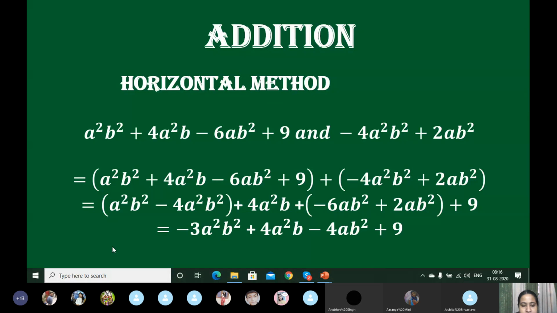So am I right in writing this? Check the answer if I am wrong or not. Have I done it correctly or wrong? Yes, ma'am, correct. Understood the concept behind the horizontal method? Yes, ma'am. It will be better if you copy it down.